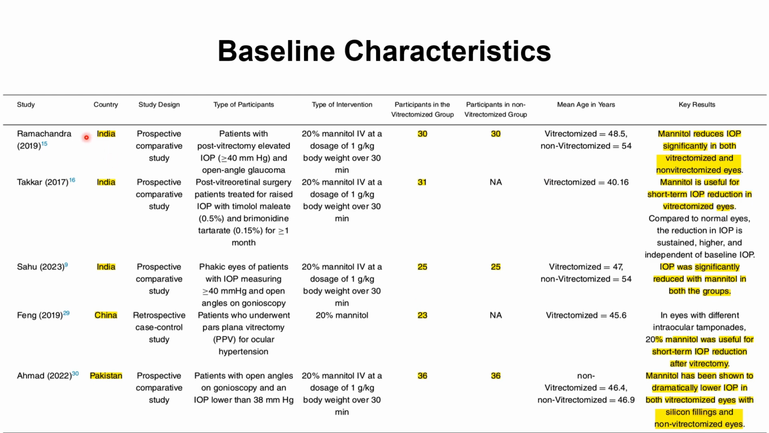As we see, in these 5 studies, the key result is that mannitol reduces IOP significantly in both groups, vitrectomized and non-vitrectomized. In the Takar study 2017, they reported that compared to normal eyes, the IOP reduction was sustained and higher in vitrectomized eyes and independent of the baseline IOP. All 3 of these studies included vitrectomized and non-vitrectomized eyes, and 2 studies included only vitrectomized eyes.